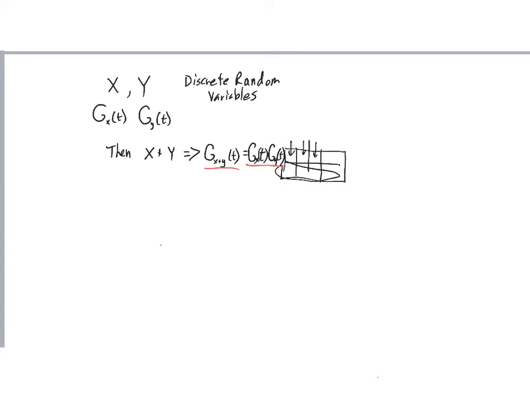Now this is significant because, remember, we could do things with the PGF. We could find expected values, we could find variances. So now when I combine discrete random variables, I can get the PGF of that combined random variable, and therefore I can get their expected value and their variance based off of the processes that we learned last night.